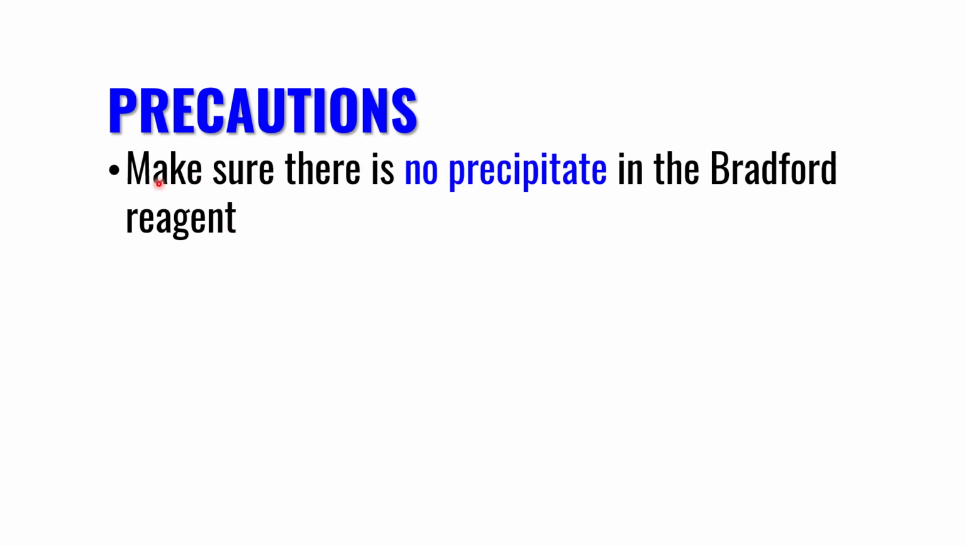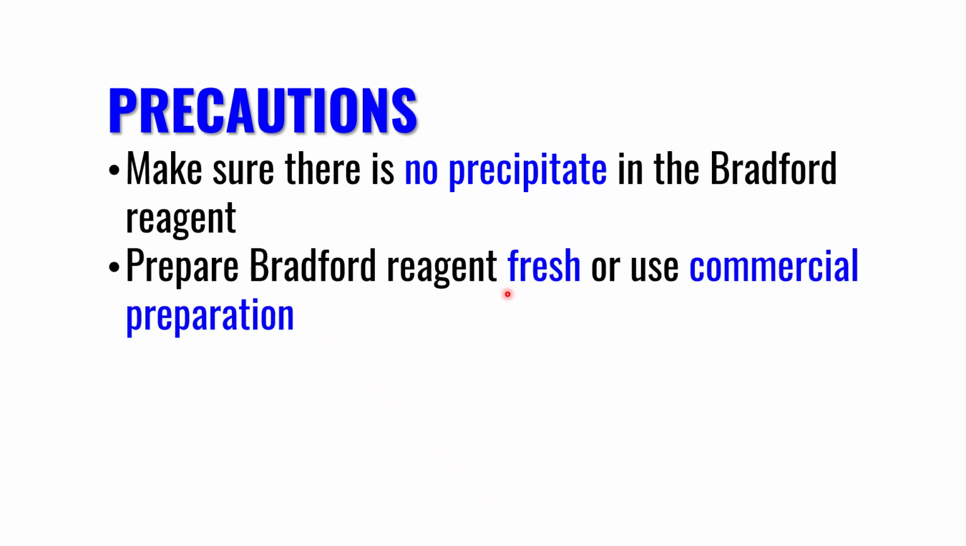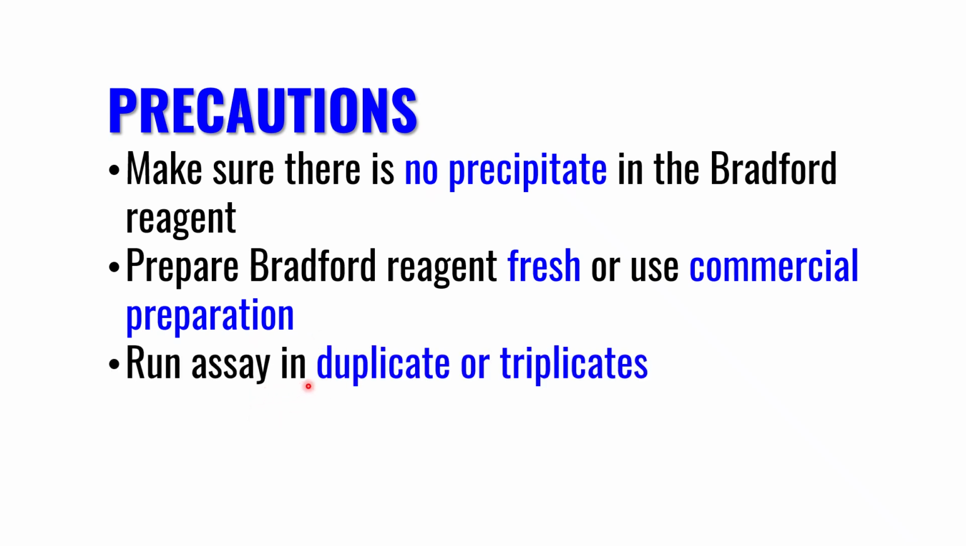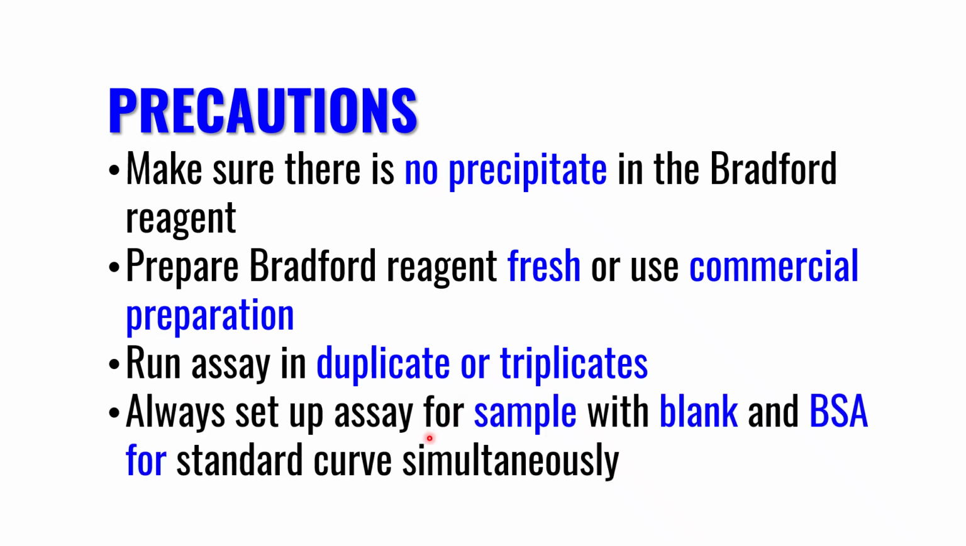There are certain precautions which must be observed while doing the estimation. You must make sure that there is no precipitation of the dye in the Bradford reagent. Prepare fresh reagent or use a commercial preparation following the instructions from the supplier. Run the assay preferably in duplicate or triplicate to minimize the standard errors. Always set up the assay for the sample together with the blank and BSA for standard curve preparation simultaneously.